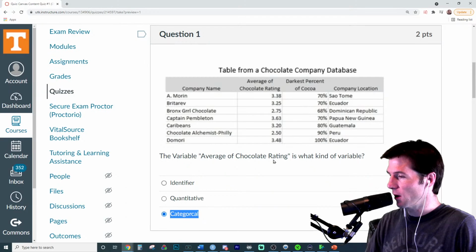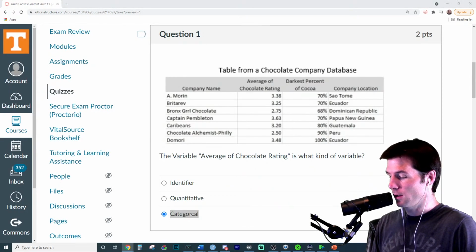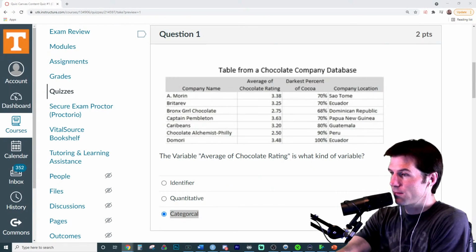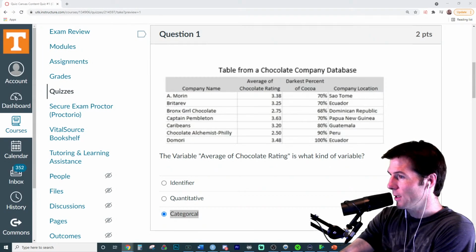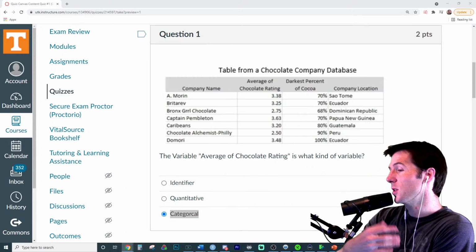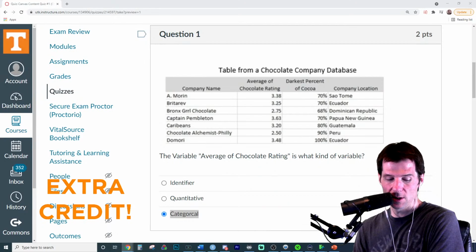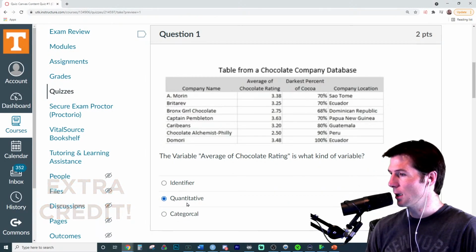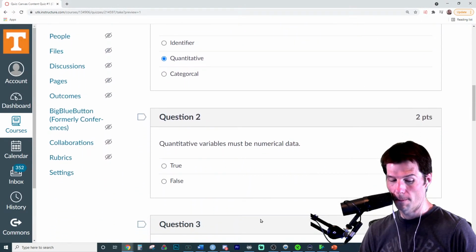So what do you think this is right here? What do you think for 20 points on the line right here? What do you think it is? Right answer might or might not be on the screen. Average chocolate rating is probably what? 20 points. Quantities. Yep, because we say how much is your average chocolate rating. Great job right there, Tiffany. It is a quantity.